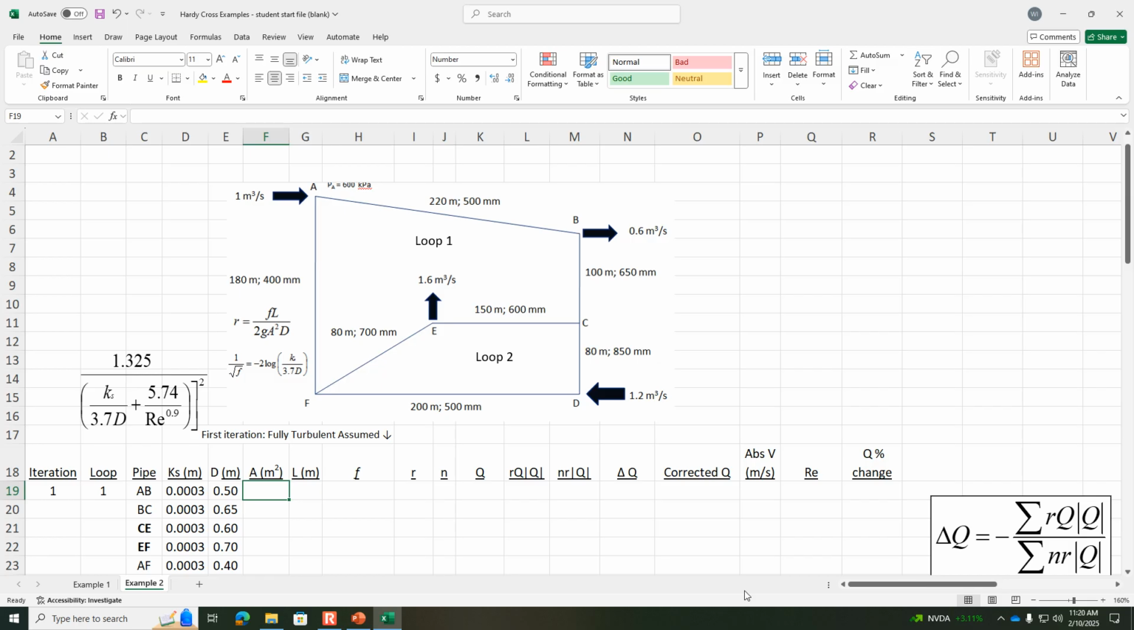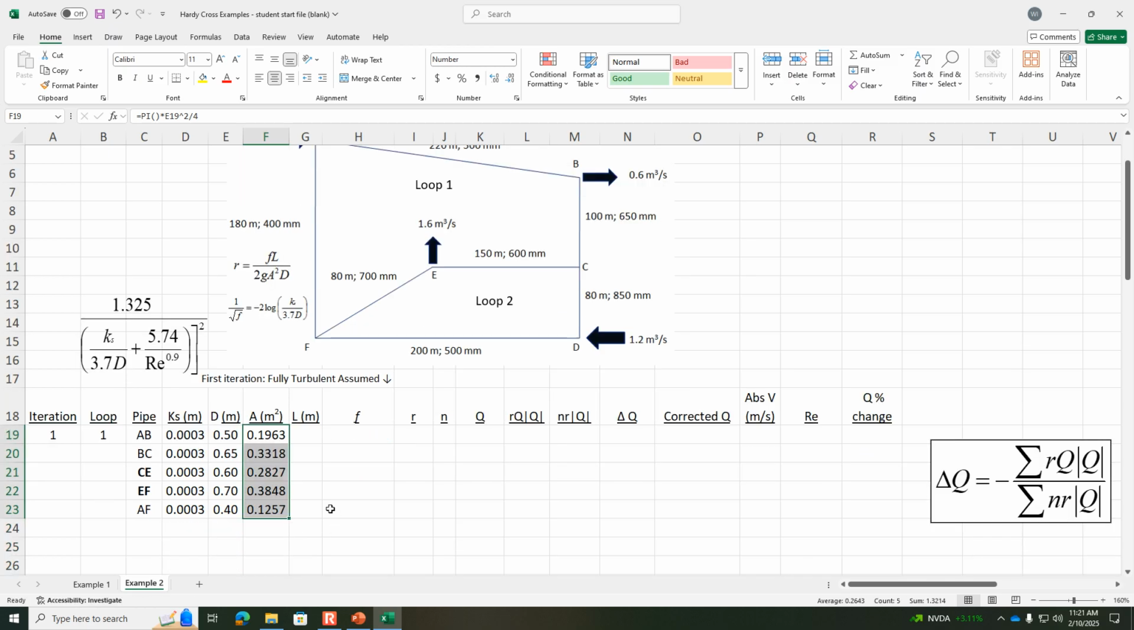Now we need the cross-sectional area based on that diameter, so it equals pi times the diameter to the power of 2 divided by 4. So the area is pi d squared divided by 4. Okay, and then we can drag that down to apply to all of the other pipes in the network. So we've got all of the diameters.